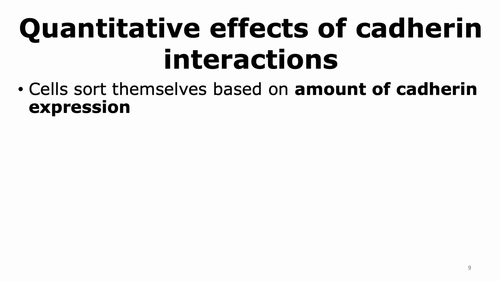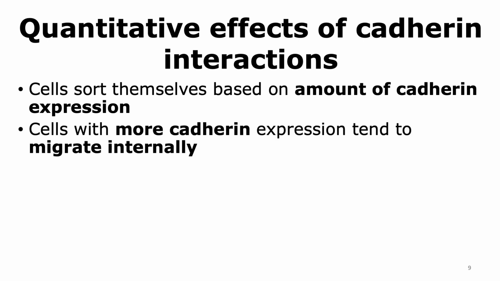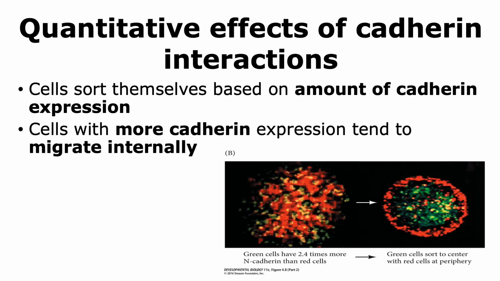When we look at quantitative effects of cadherin interactions, we see that cells are able to sort themselves based on the amount of cadherin that is actually expressed. So cells with more cadherin expression tend to migrate internally. When we look at the figure, here we're actually seeing two different cell types, green cells and red cells. Now the green cells have more cadherin expressed than the red cells, which have less cadherin expressed.